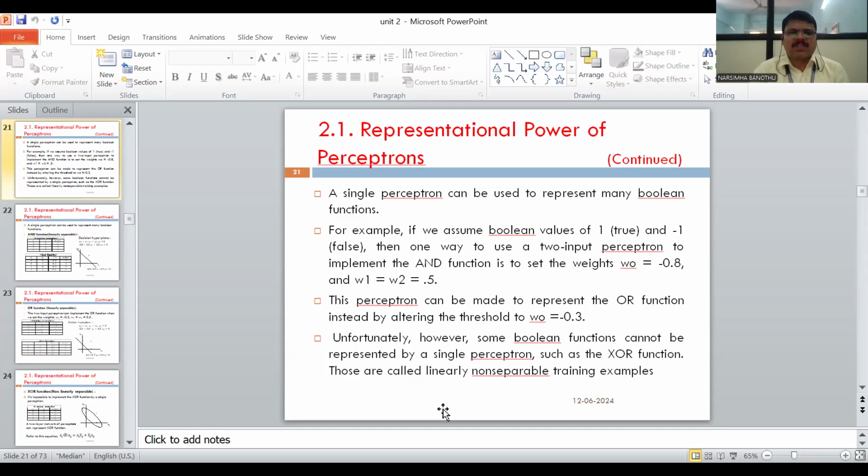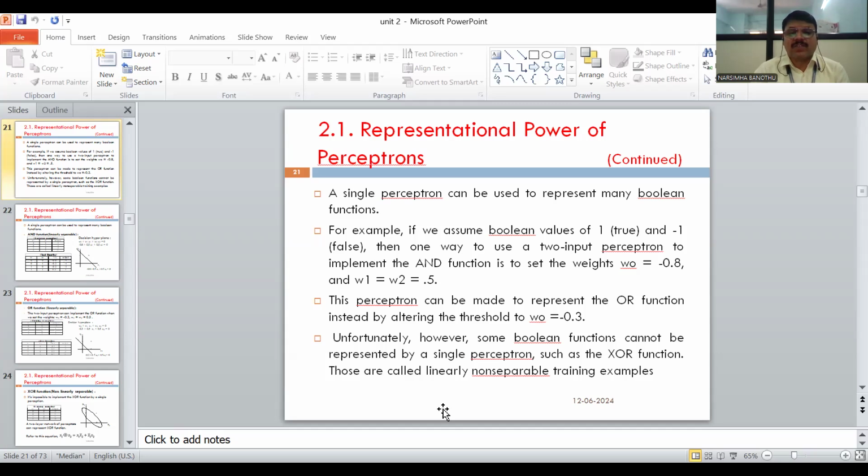OR, an arbitrary function, described by also setting the threshold W0 equal to minus 0.3. Minus 0.8 plus 0.5, you can give it. After doing the calculation, you will get the value minus 0.3.